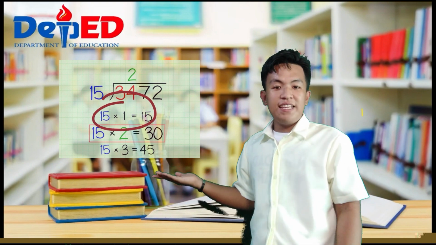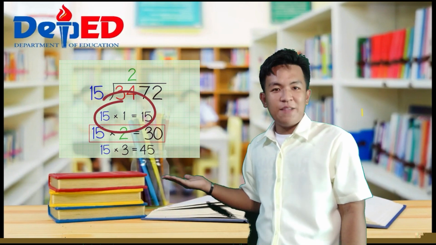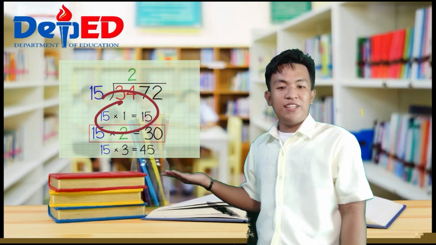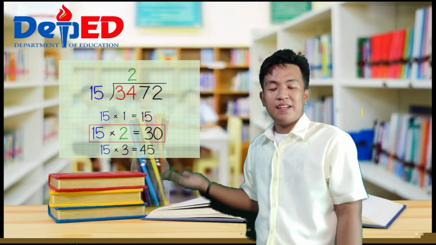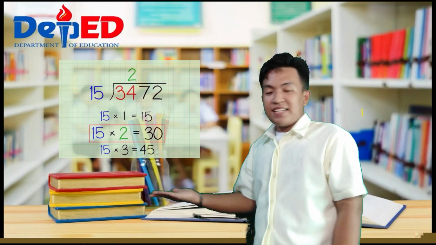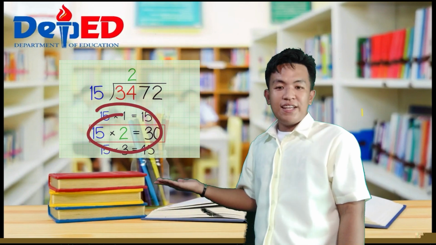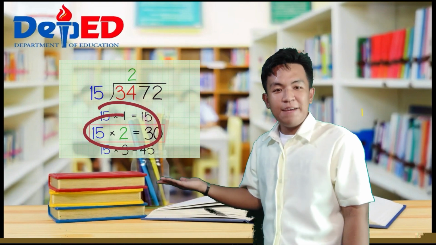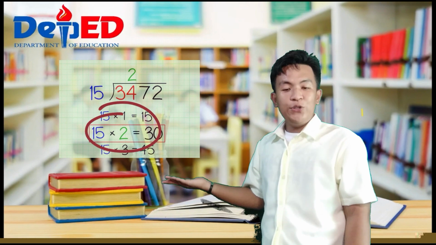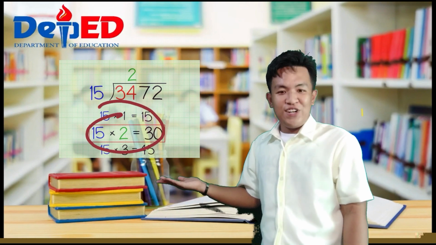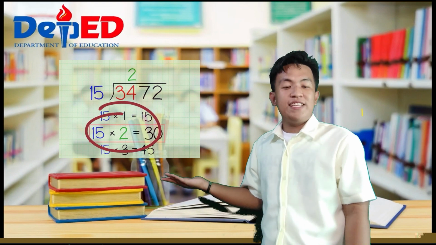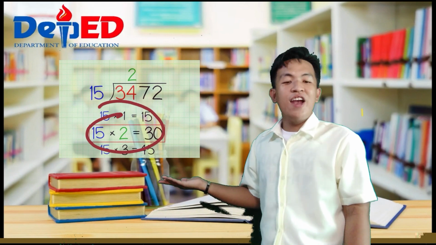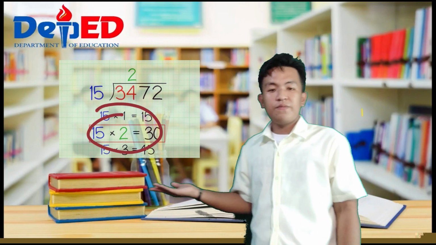15 times 1 is equal to 15, which is less than 34. But keep guessing, okay? Next, does 2 work? 15 times 2 is equal to 30. This is still less than 34. So 2 is a better answer than 1.